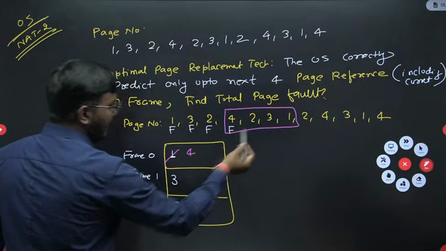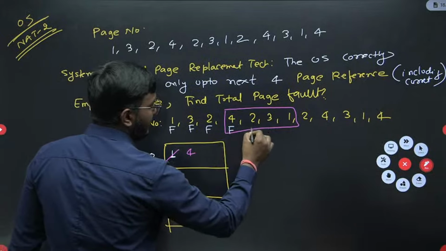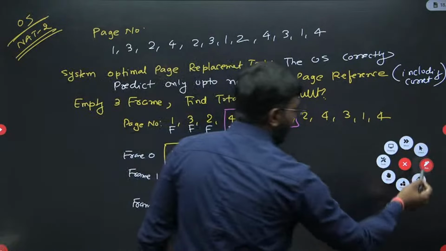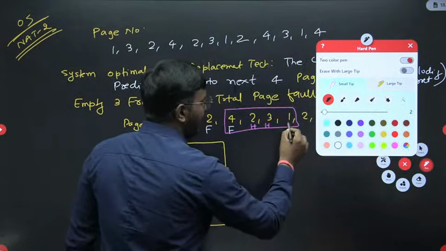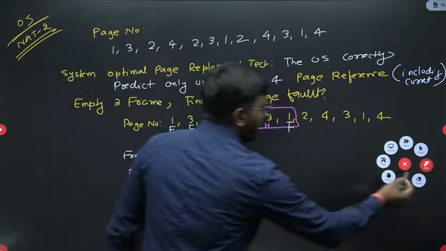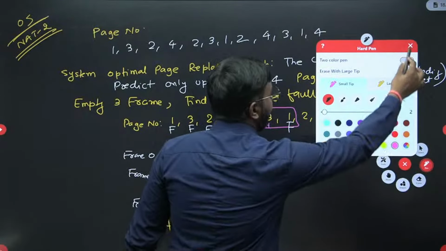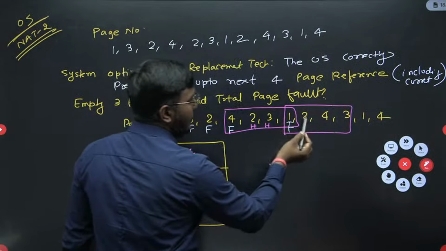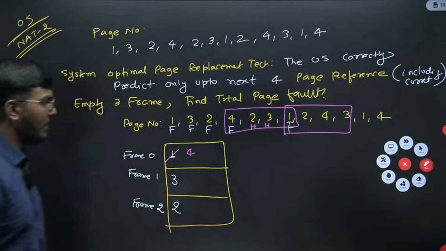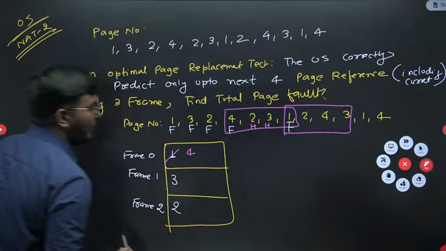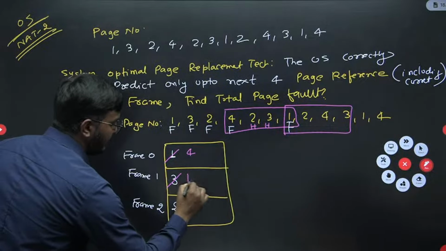Now this 2 is a hit, then this is a hit, and 3 is also a hit. Again, this 1 will cause a page fault. Including 1, check the next 4 only: 1 2 3 4. So replace the 3 by 1.